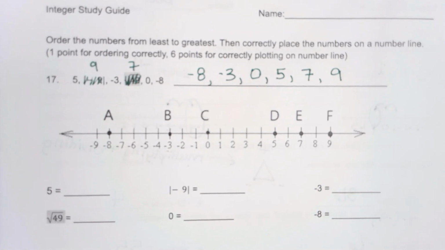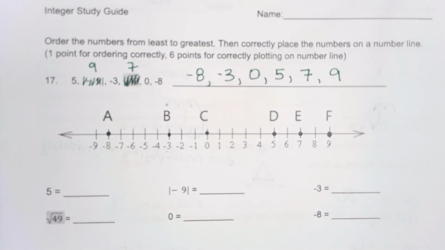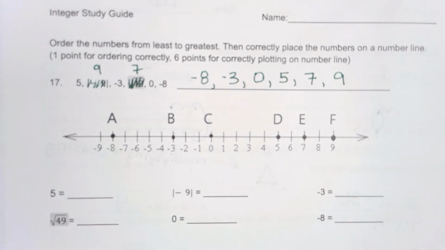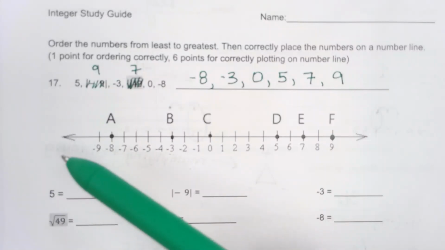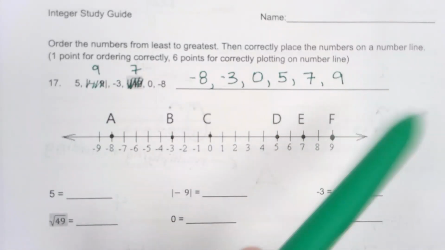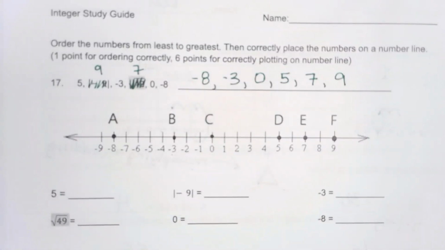So again, when you're placing numbers in order from least to greatest, you always want to think of a number line. You always want to think of a number line when you're putting numbers in order from least to greatest. So the numbers that would be furthest to the left are going to be your smallest numbers, and then the numbers furthest to the right would be your greatest numbers.